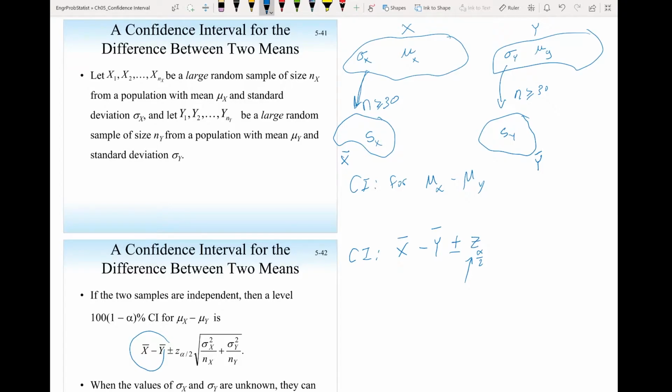And the standard deviation of the difference is the square root of the variance of x squared divided by nx, which is the size of the sample from population X, plus the variance of y divided by ny. So you could have created a random variable, call this z, then this will be the mean of z, and this will be the standard deviation of z. Then the steps will be the same as we did in earlier sections.